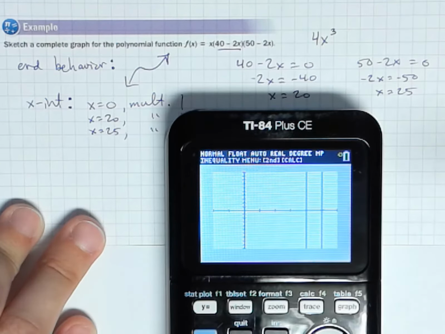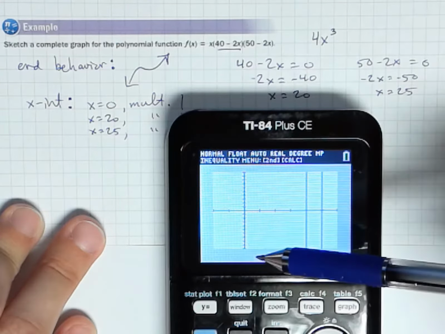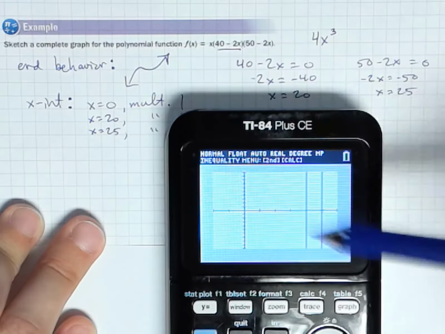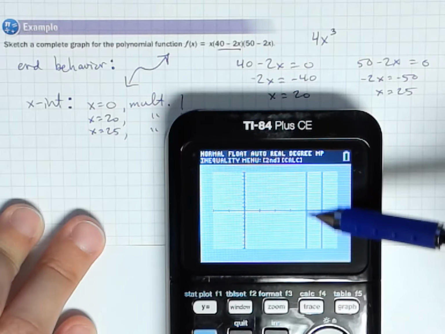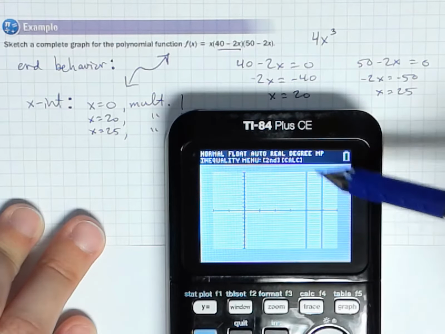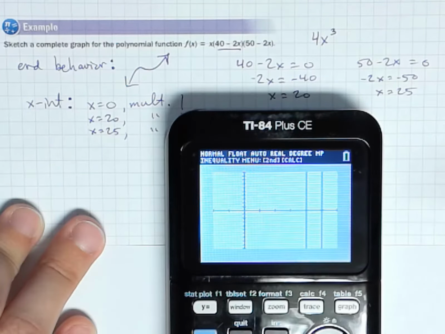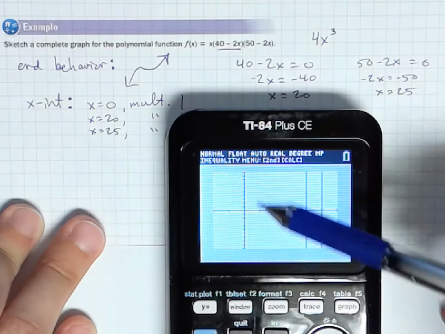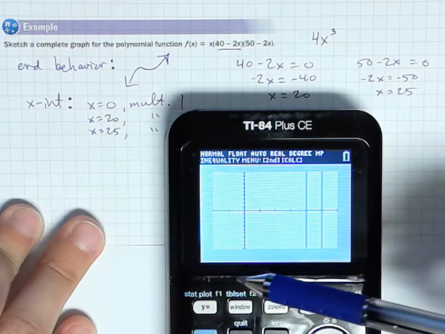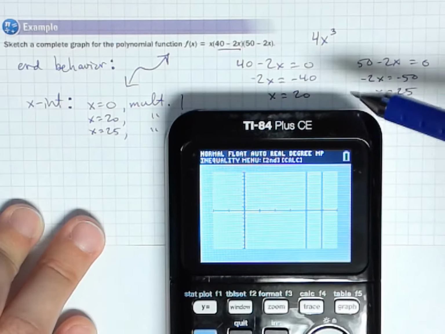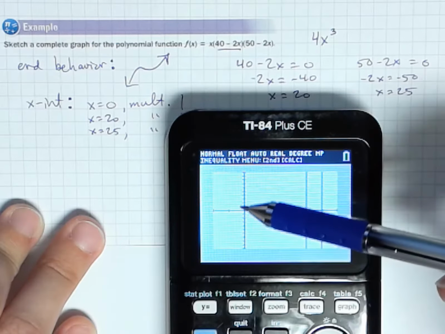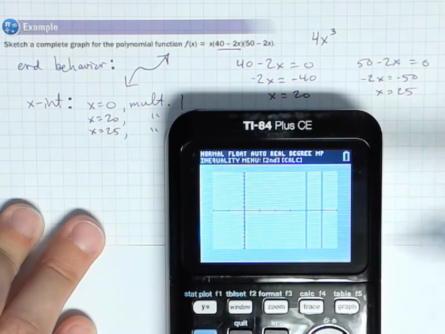All right, there it is. So, really steep line here. Hey, it does cross out here at 20 and here at 25 like we'd expect. But I can't really see the graph, right? I still can't really tell what's going on. Based on my end behavior, I think this side should be pointed down. That means this side's got to be pointed up. So there's got to be some turns in here, but I can't see them.